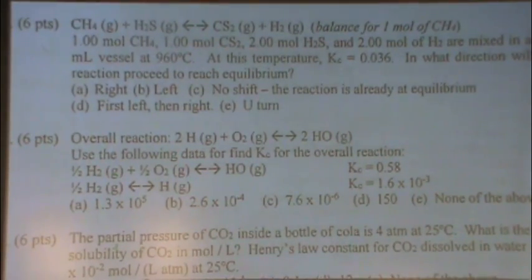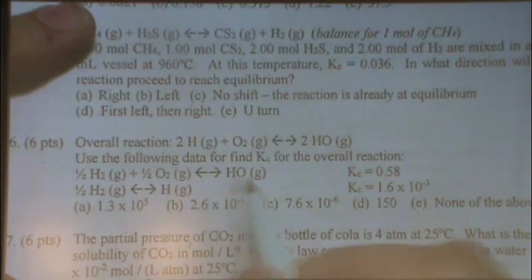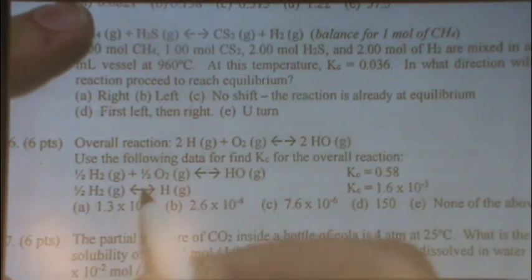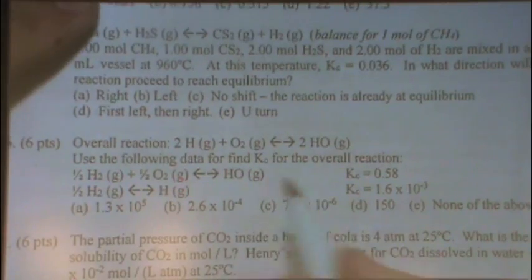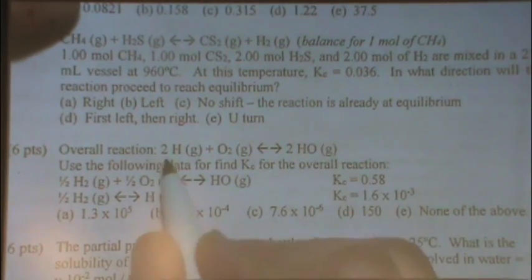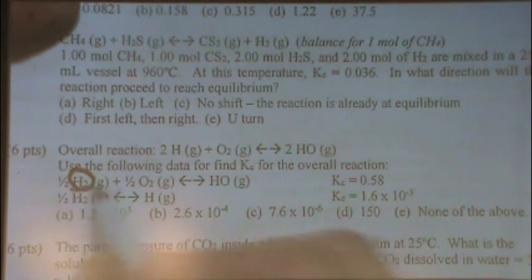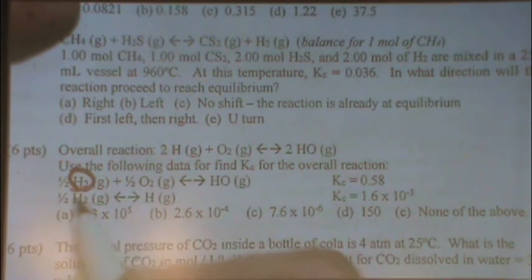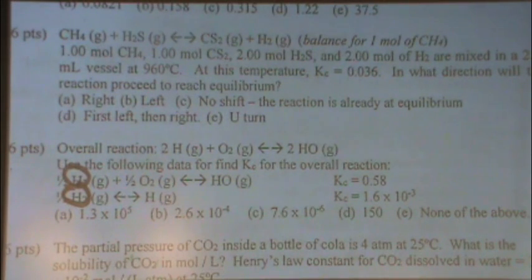This is kind of the Hess's law type problem, but with K. So what you want to do is say, how can I get to the overall reaction from these? You'll see that the intermediates don't appear in the overall reaction, and that would just be H2. So it looks like H2 is an intermediate.